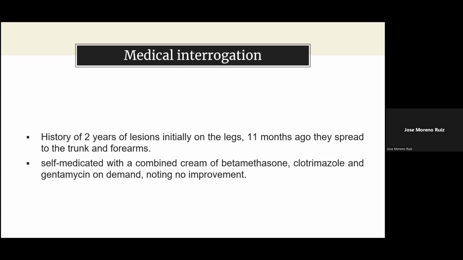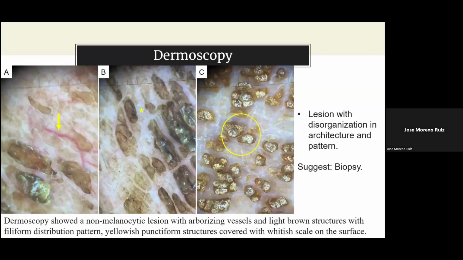It was self-medicated with a combined cream usually used in this kind of patient in our country, sold in pharmacies, called betamethasone, clotrimazole, and gentamicin. It was applied as needed and the patient did not see any improvement. On dermoscopy, we see a lesion with a huge disorganization in architecture and pattern that suggests biopsy.